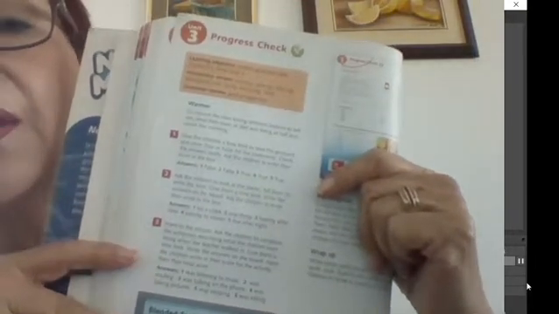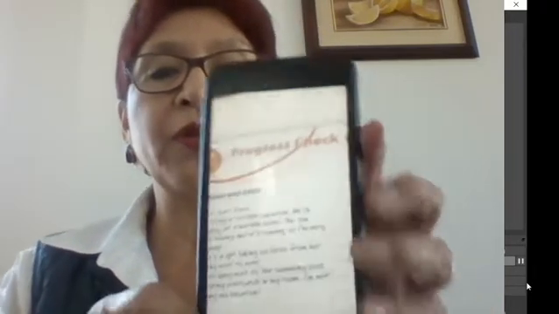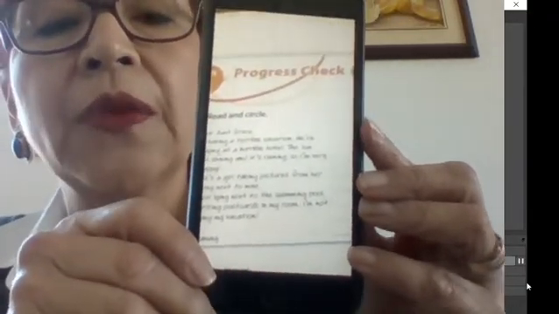On the student book, on page 34, there is a progress check. A progress check, okay, here. You are going to go over this reading. This is a postcard from Grace. I'm going to show you my cell phone because the words in my book are too small. Okay, this is the progress check that you're going to work on.